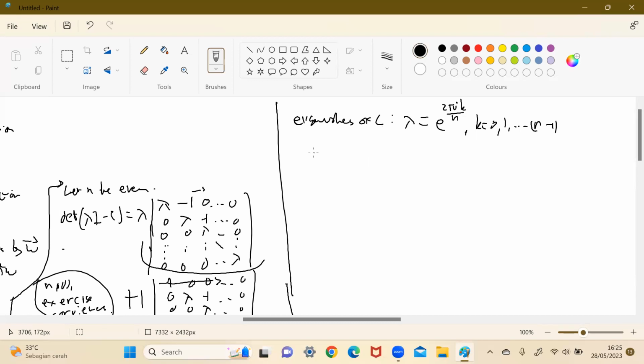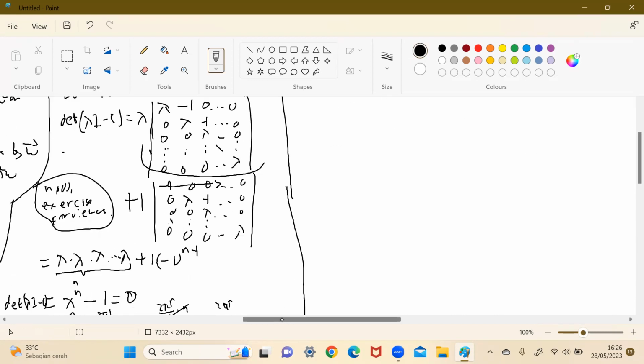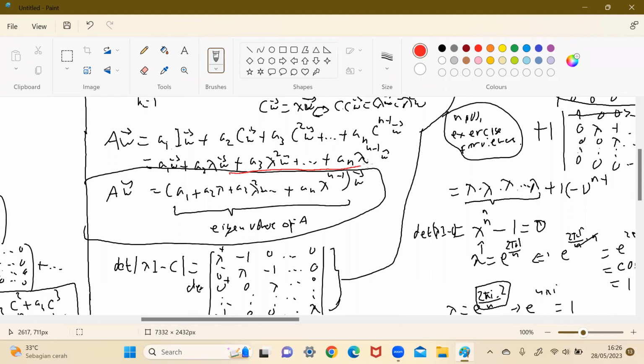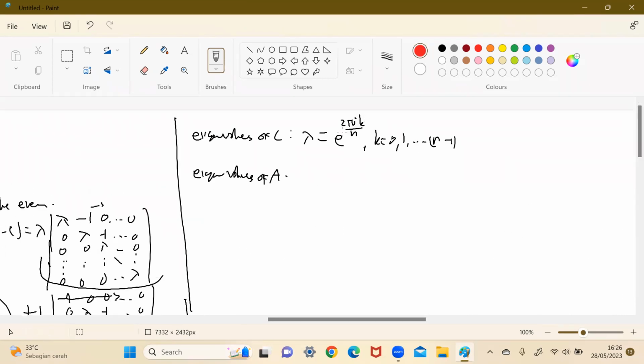But remember that we are looking for the eigenvalues of A. Now remember the expression that we found earlier. That is this box. A bit cluttered, I know. Apologies for that. So the eigenvalues of A are nothing but simply A1 plus A2 lambda plus A3 lambda to the power of 2 all the way to An lambda to the power of n minus 1. And that is it. You basically plug in each of the eigenvalues of C into this expression and obtain the n eigenvalues of A.